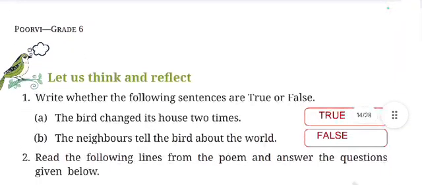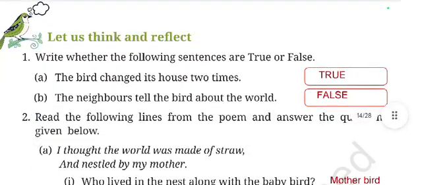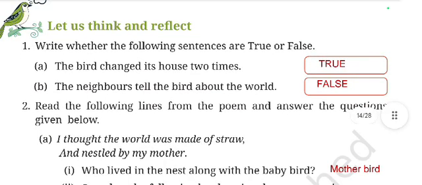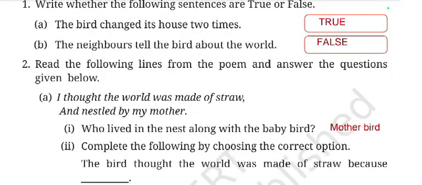Do it yourself. Let us think and reflect. Write whether the following sentences are true or false. A. The bird changed its house 2 times. True. The neighbors tell the bird about the world. False.